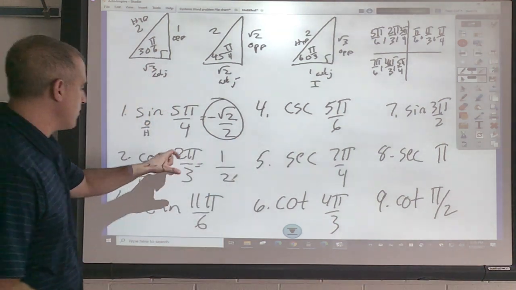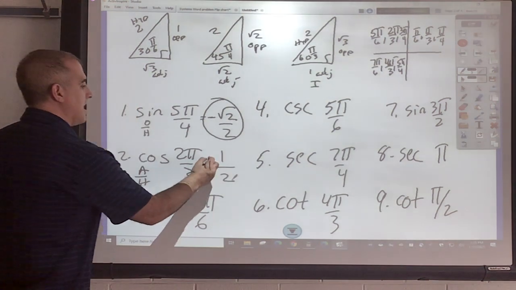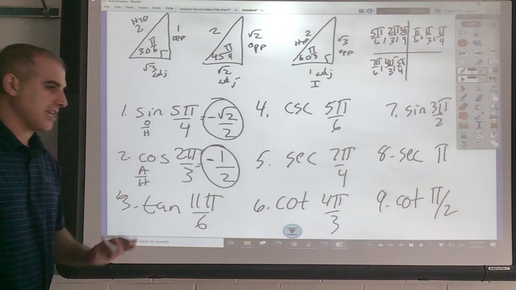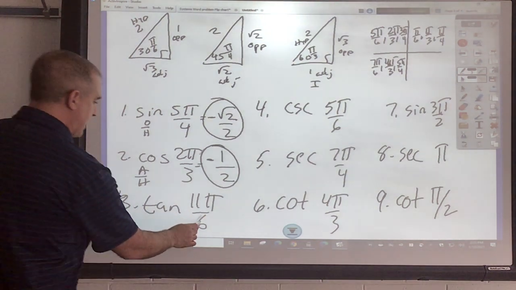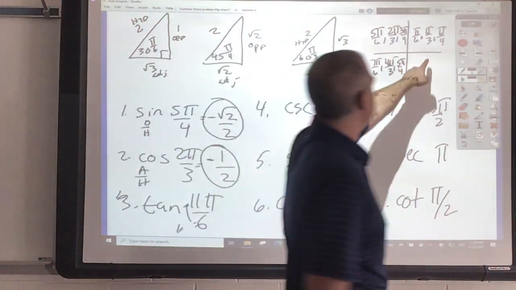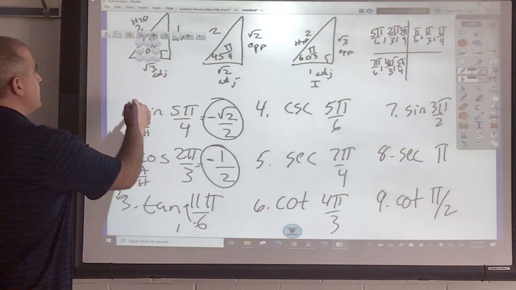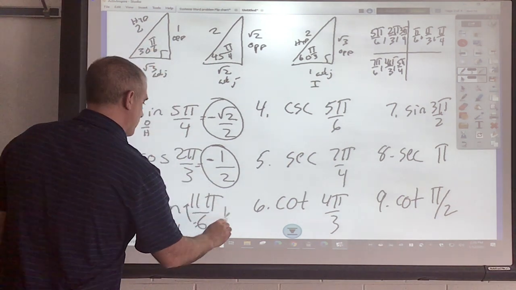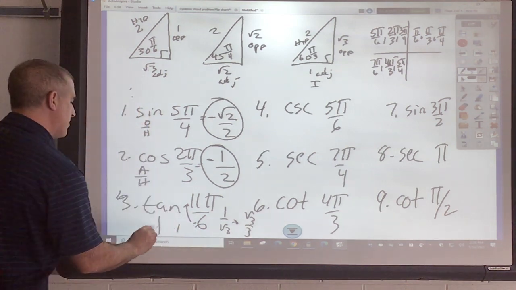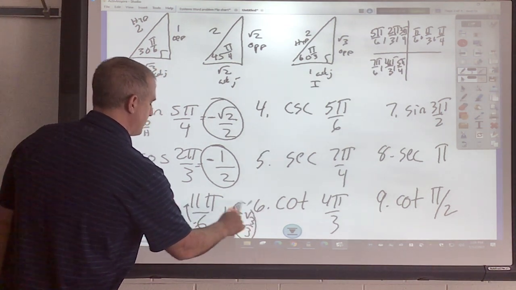2 pi over 3, that's going to be this triangle. Only sine and cosecant are positive, so that'd be negative 1/2. 11 pi over 6, this is the only thing I have to check: how many times would 6 go into there? Once, so that means it's down in this quadrant here. The pi over 6 triangle is this one. Tangent is 1 over the square root of 3, which we know turns into square root of 3 over 3. Since I'm in this quadrant, only cosine and secant are positive, so that would be that.